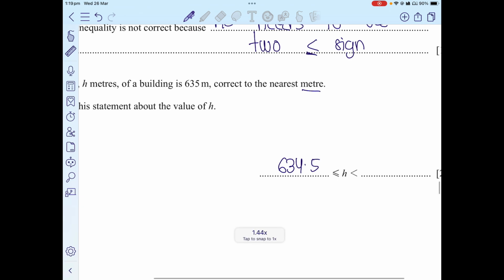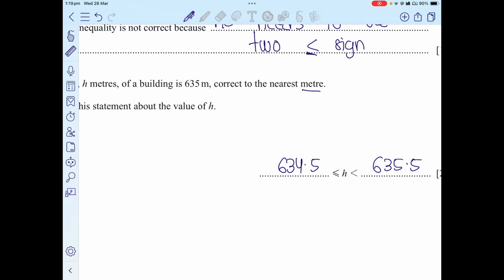634.5 or it is less than 635.5. Okay, because it says nearest meter, that means the nearest whole number. The difference is 1 here. So when you half the difference, which is 0.5, you can subtract it to get 634.5, or you can add it to get 635.5, which is the upper boundary, and this is the lower boundary.